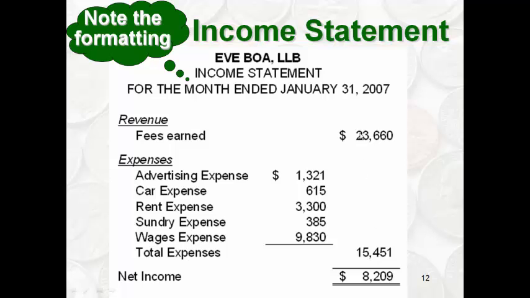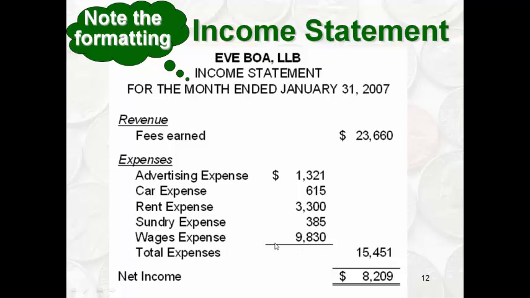Someone reading this statement could quickly just look at the far right column and say, okay, total revenues are $23,660, total expenses are $15,451. And the net income, if it's positive, or net loss, if it's negative, is written right underneath that on the far right column.